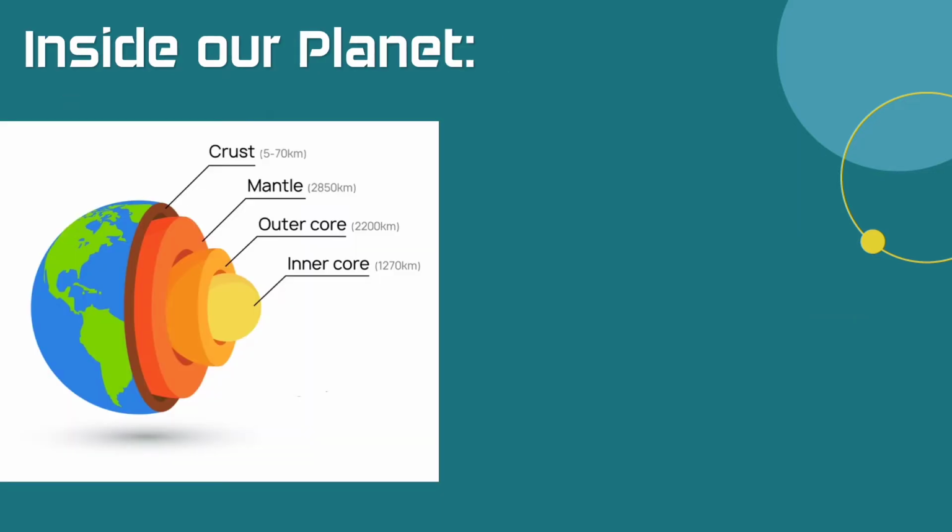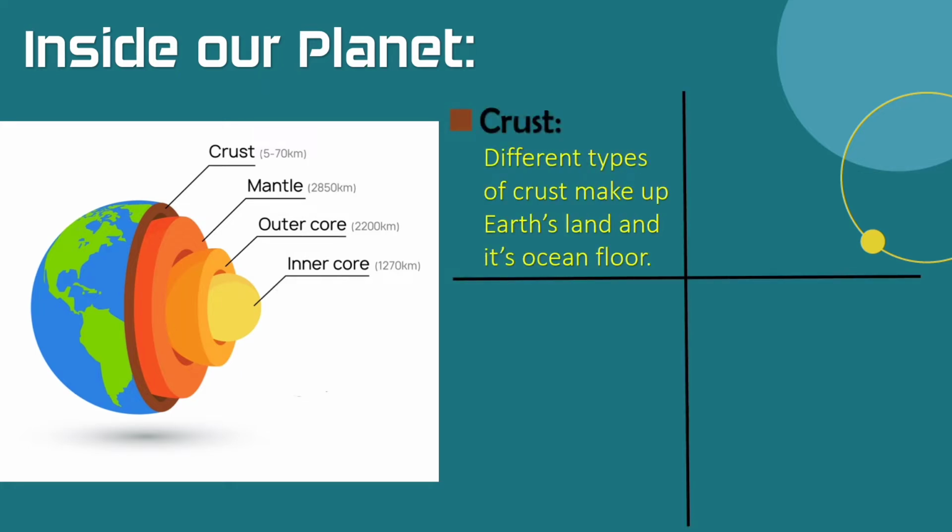Inside our planet, Earth's interior has layers. Scientists discovered this by studying the paths by which earthquake waves pass through the planet. Now let us learn about these layers. Crust. Different types of crust make up Earth's land and its ocean floor.